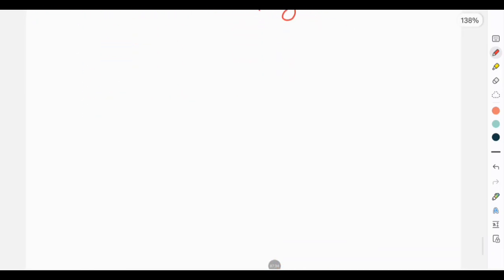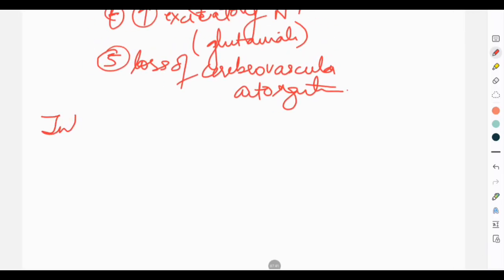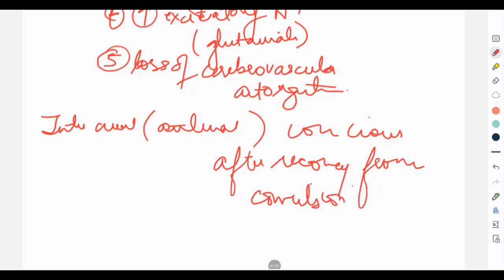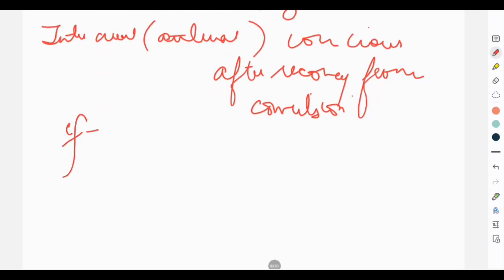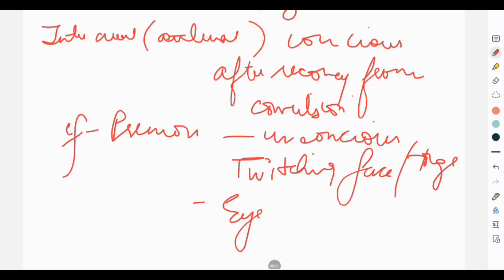Then intercurrent antenatal, conscious after recovery from convulsion. Then clinical features. In the clinical features, there is premonitory stage, unconscious, twitching of face and tongue, eye rolling. For 30 seconds this happens, all these symptoms.